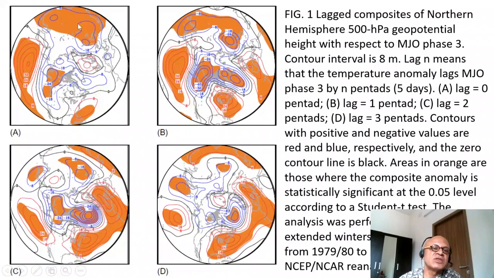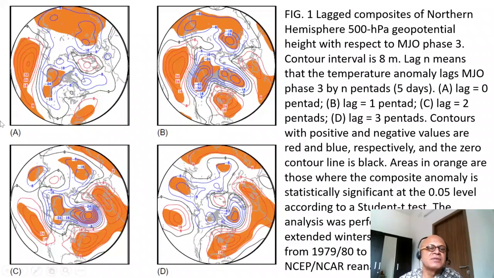and I won't go into the details, but the orangish colors are where the signals are statistically significant at 95% confidence, and the red and blue colors correspond to geopotential height anomalies with respect to the background. So these are subseasonal signals, obviously pentads 1, 2, 3.